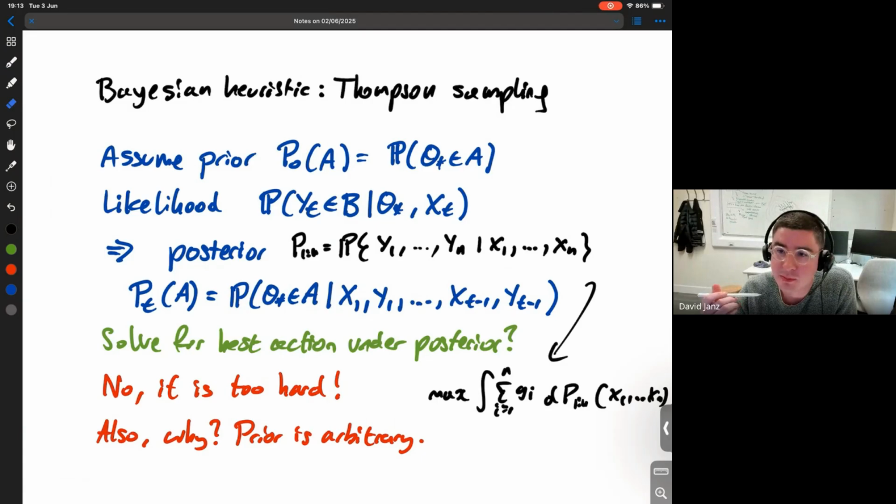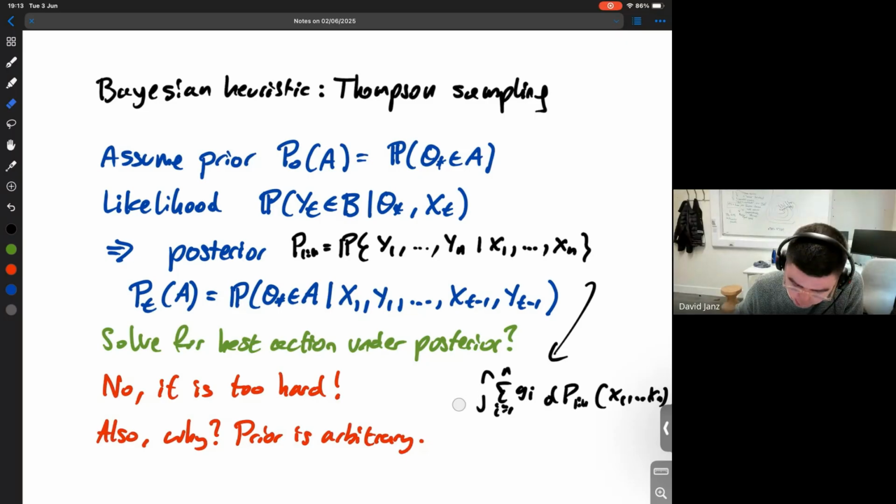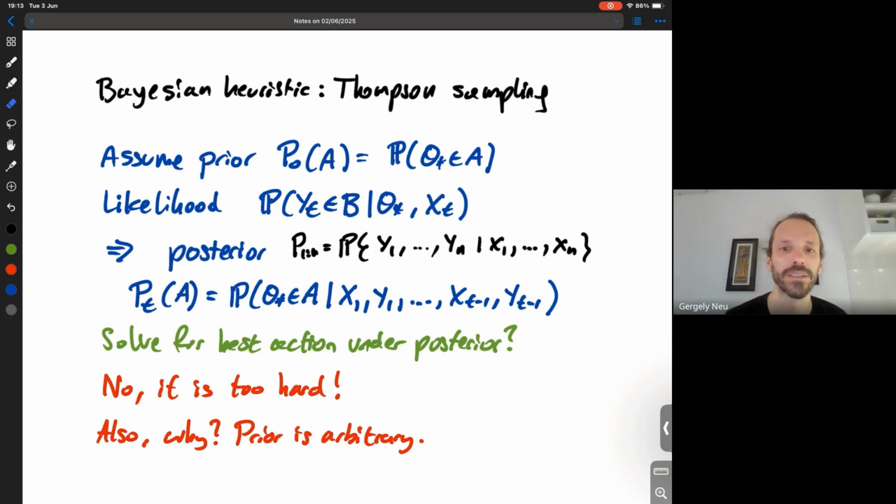Okay. So I agree that it's totally intractable, and you don't want to do this, and that's one side of it. But also, I think the important thing is the prior is arbitrary. So at the end of the day, it's not even clear that you want to do this. Okay. Gotcha. That makes a lot of sense.